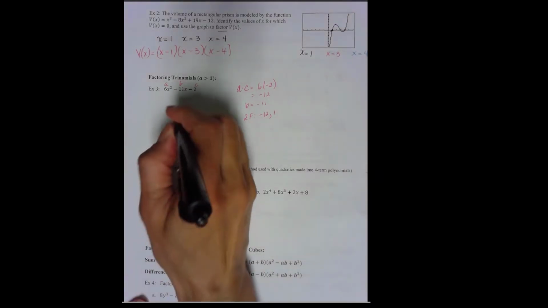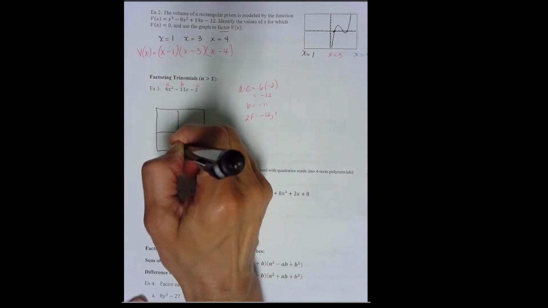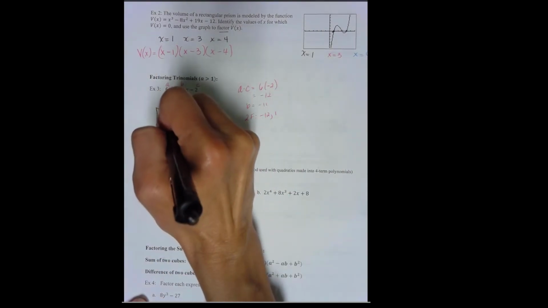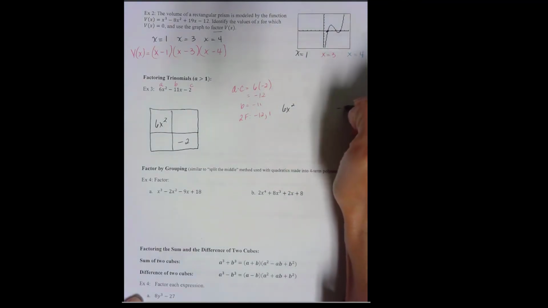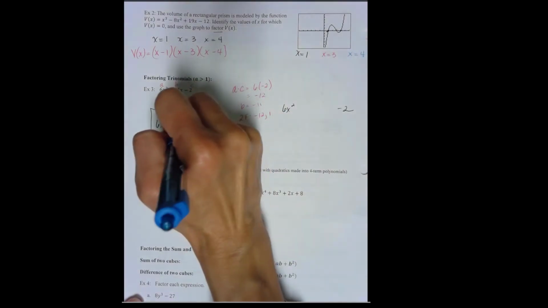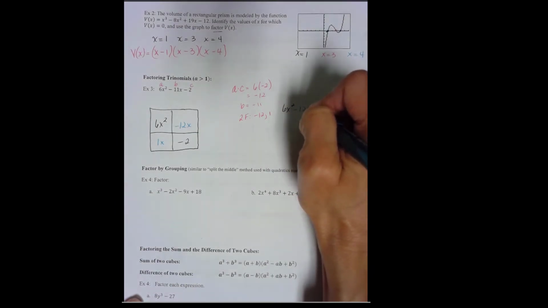Regardless of your method, either split the middle or AC box, you're going to go ahead and set up the process. For AC box, we're going to put our A here, our C here. For split the middle, you're going to put your A and your C. Then we split the middle into negative 12x and 1x. And here it would be negative 12x plus 1x. So it doesn't matter which way. One way is expressing in box form, and the other way is a horizontal form.